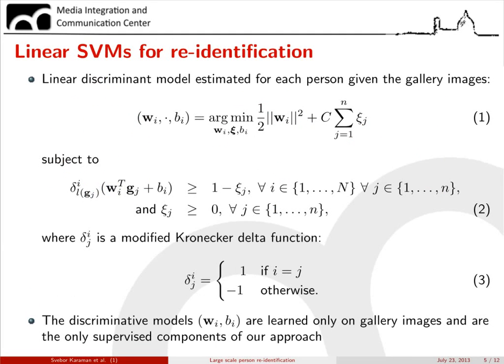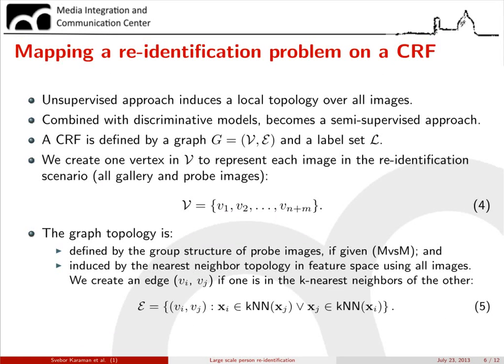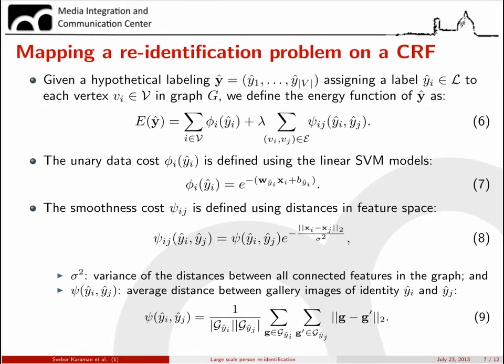The first thing we do is fit linear SVMs to all gallery individuals in order to coarsely separate all images corresponding to each individual from images corresponding to other persons in the gallery. Note this is the only supervised portion of our technique. In order to map a re-identification problem onto a conditional random field, we first embed all gallery and probe images into a feature space. Then each observation is connected with its k-nearest neighbors.